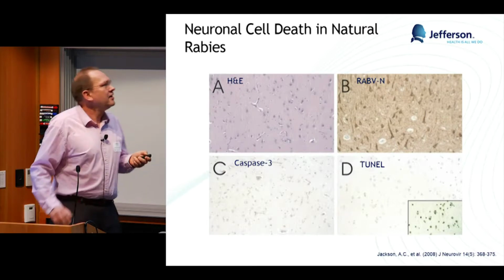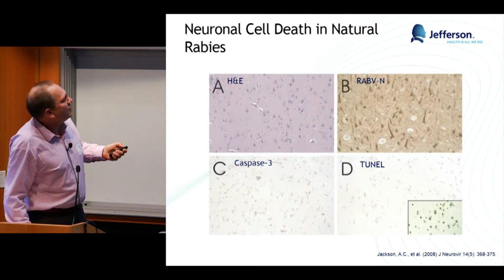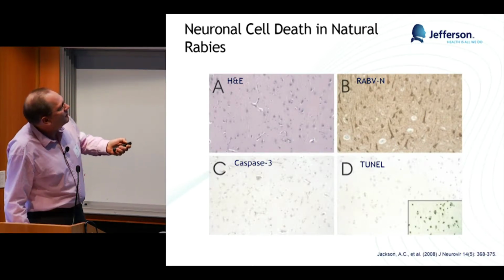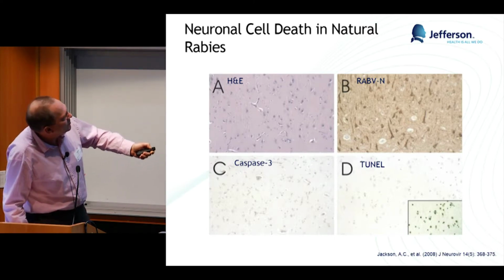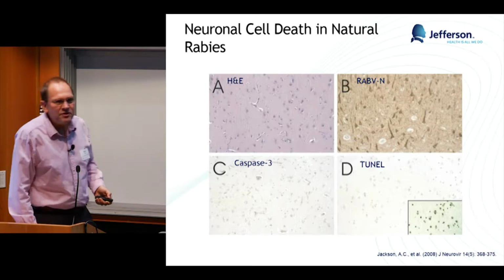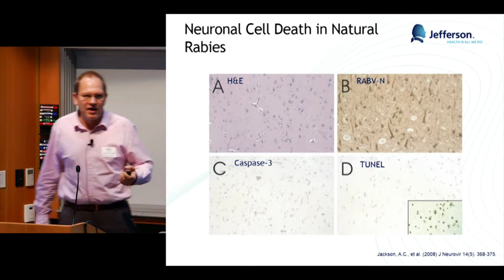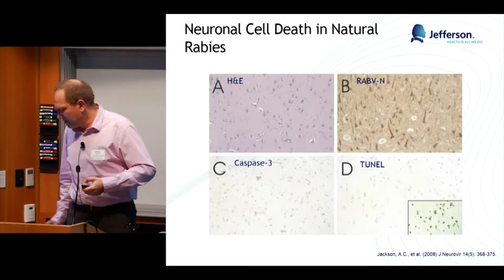in the brain. If you look, that looks like the normal brain here, and it's full of rabies antigen early on, but you don't really see any apoptosis or damage of the neuron. So that's really a hallmark of rabies virus.